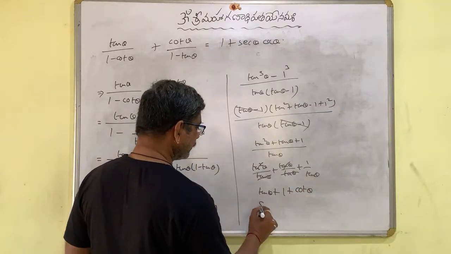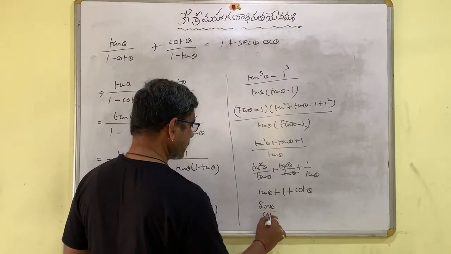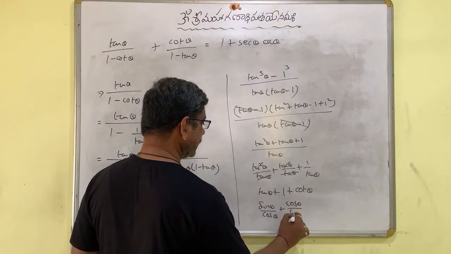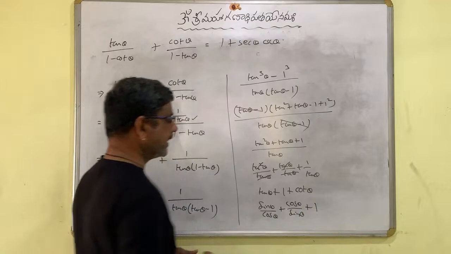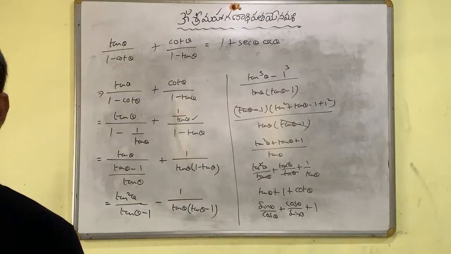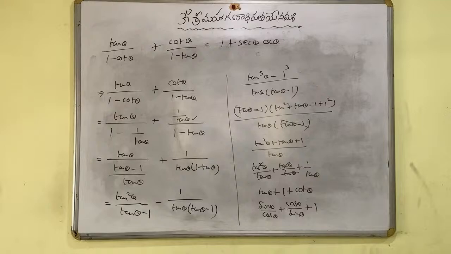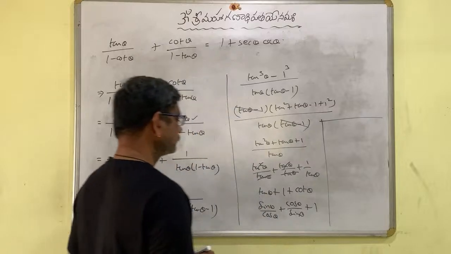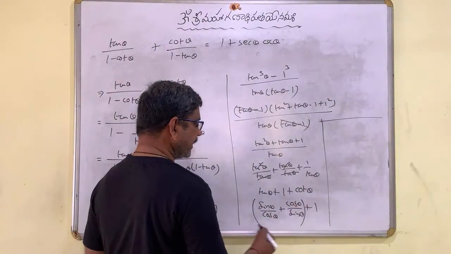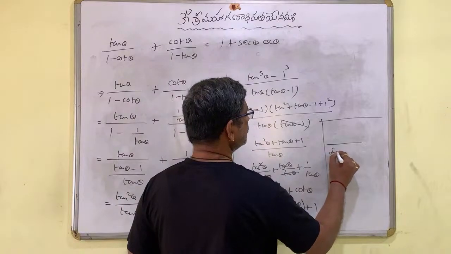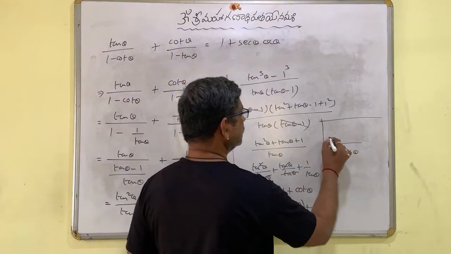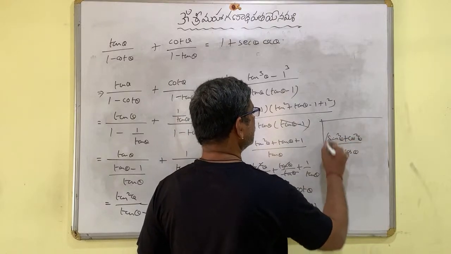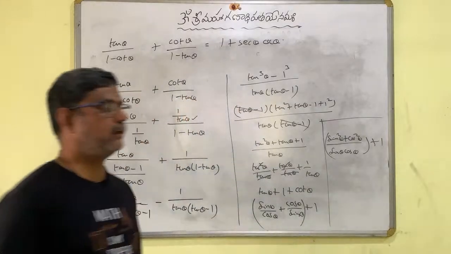Now write tan theta as sin theta by cos theta, plus cot theta as cos theta by sin theta, plus 1 aside. Now for these two only you take LCM, sin theta cos theta. Here you will get sin square theta plus cos square theta plus 1.